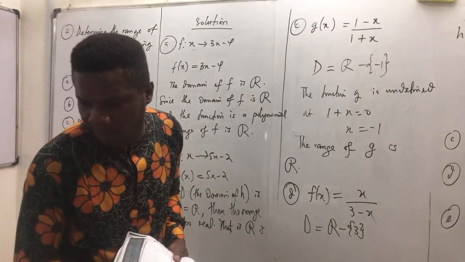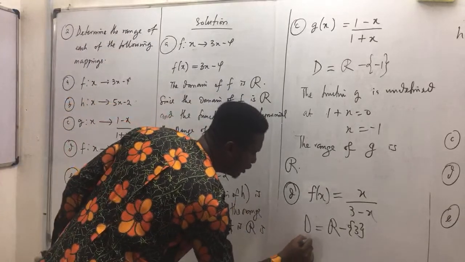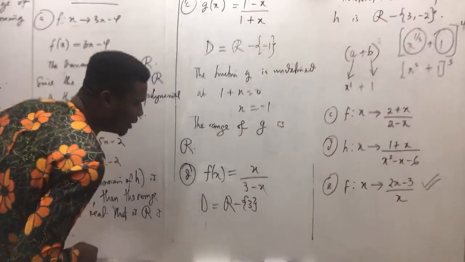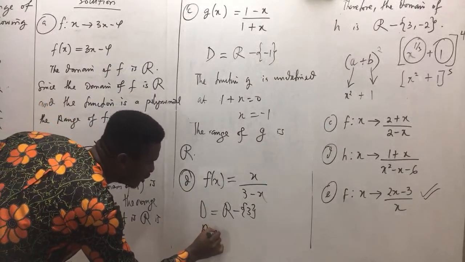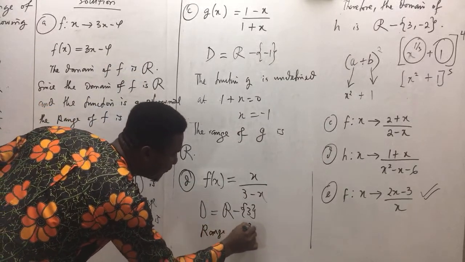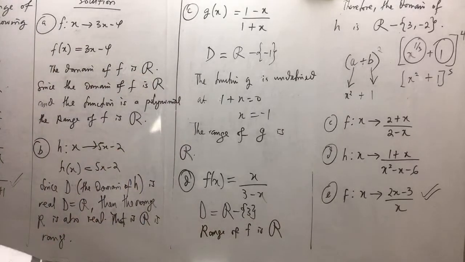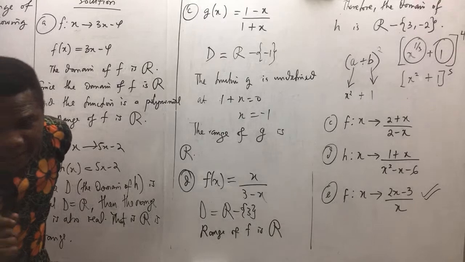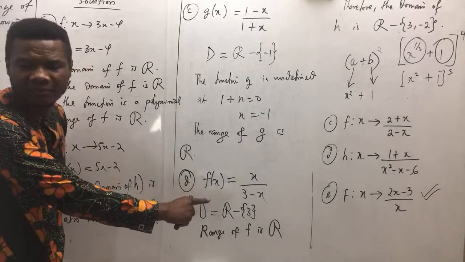So okay, now let's conclude. So what will be the range here? The range of this function f is R. Now, let me explain again. Why is the range of f R? Please, the domain is R minus the singleton 3.